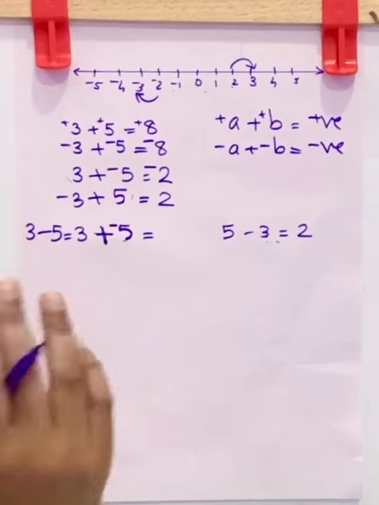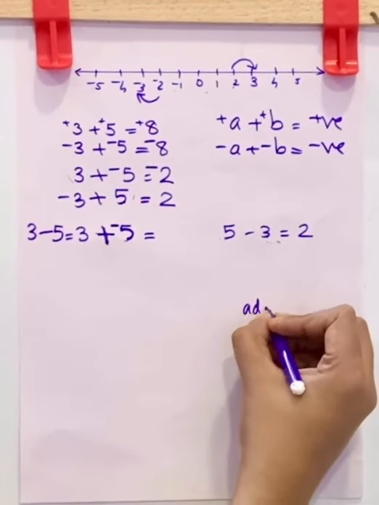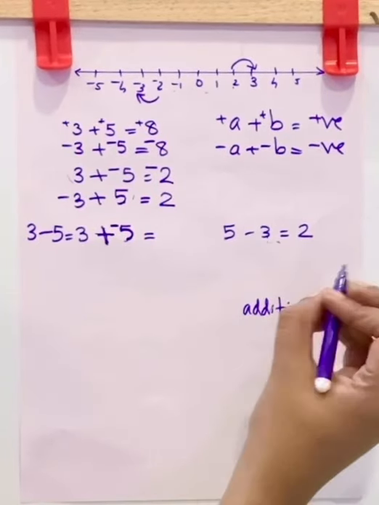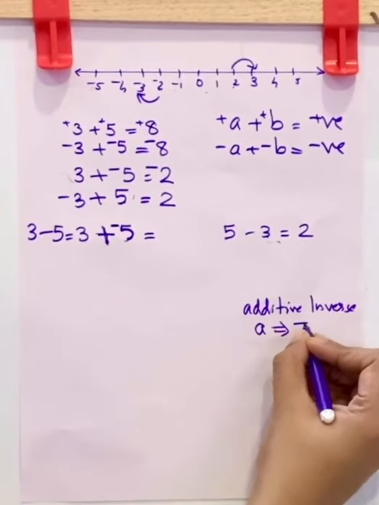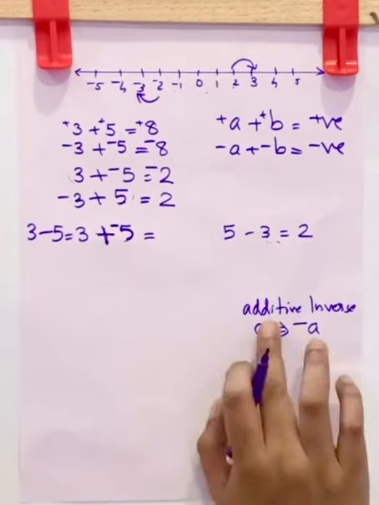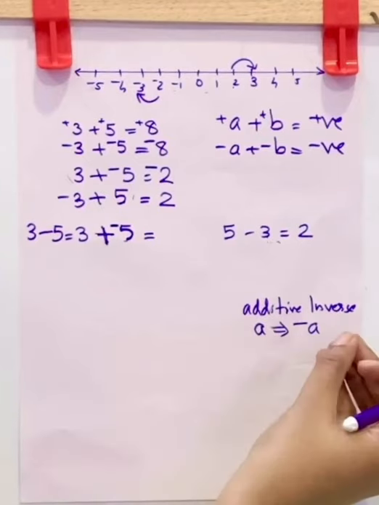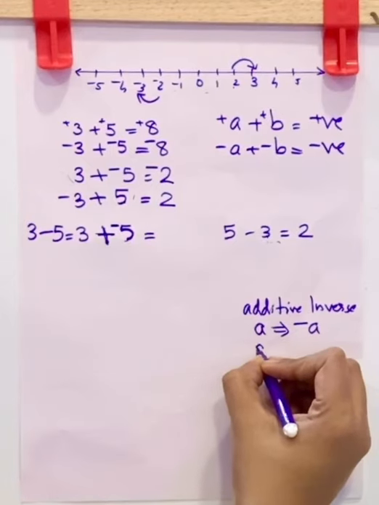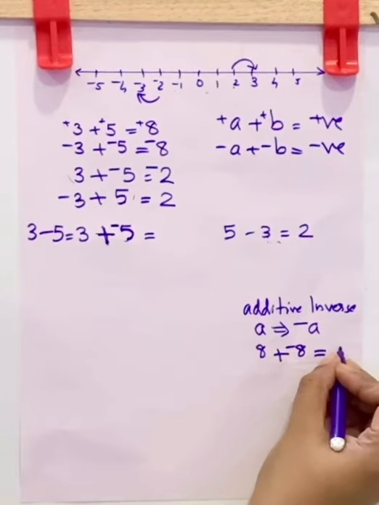What is relation between 5 and negative 5? A number's negative means its additive inverse. Additive inverse. If A is given, the additive inverse of A is minus A. In additive inverse, it means if we add a number with its additive inverse, you want to get the result as 0. That is 8. The additive inverse is minus 8. If you add these numbers, you want to get the answer 0.